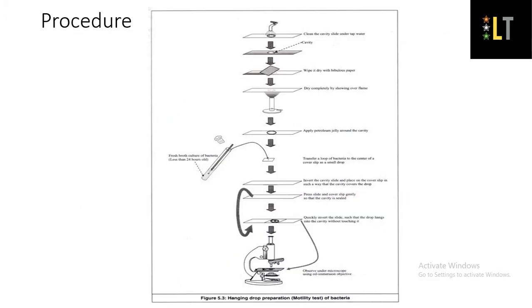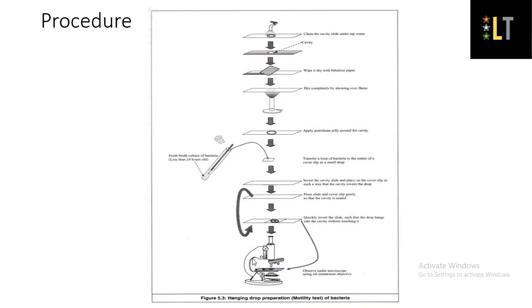The slide is inverted quickly such that the drop hangs into the cavity without touching it. Then the slide is clipped to the microscope stage and the edge of the drop is focused under the low power objective. Now, why is it necessary to focus on the edge of the drop and not on the drop?